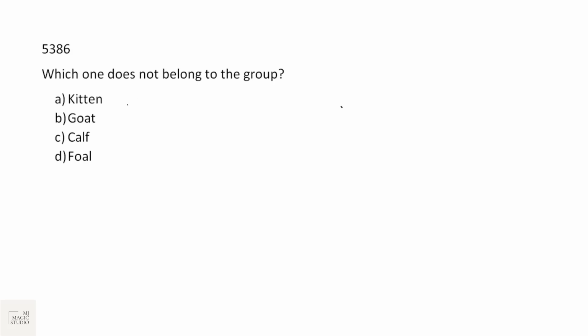Which one does not belong to the group? Kitten, baby, calf is the baby cow, foal is the baby horse, kitten is the baby cat. Goat is not the baby of any. Option B is the pick.